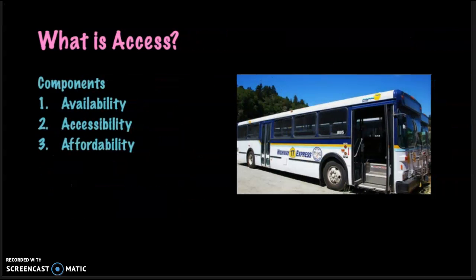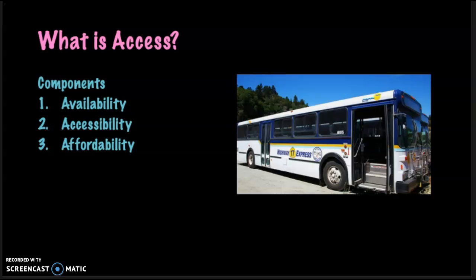There are 5 components to access. The first is availability, or how well a treatment meets the client's needs. For example, are yoga classes offered in Spanish? Second is accessibility, or the client's ability to reach treatment. Is there a bus stop next to the studio?